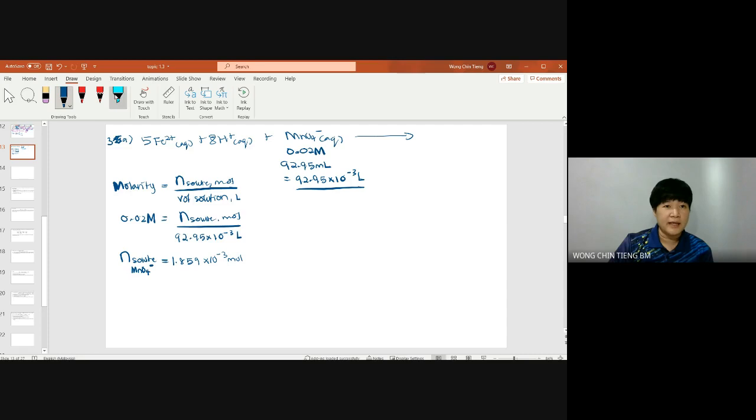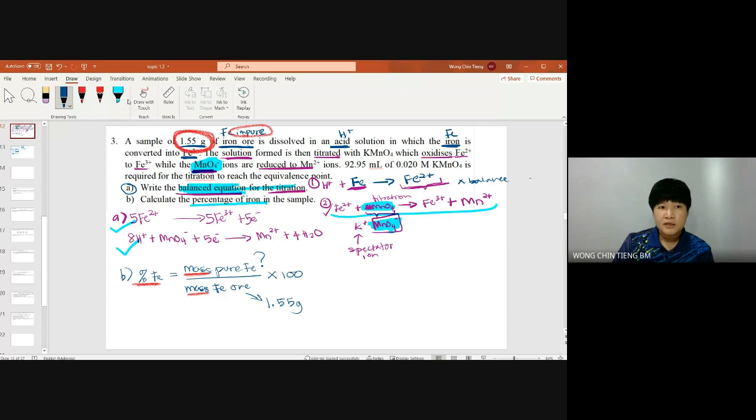And look at the way that I write my answer, guys. Mole solute. Siapa solute kita hari ni? Because the molarity is the molarity of MnO4 minus. Therefore, number of mole adalah number of mole MnO4 minus. First thing, you got the number of mole already. Bila dah dapat number of mole, the question asking for percentage of ferrum in the impure.